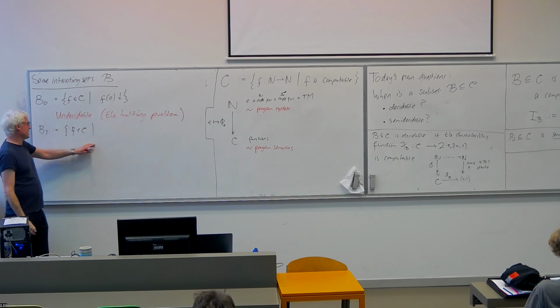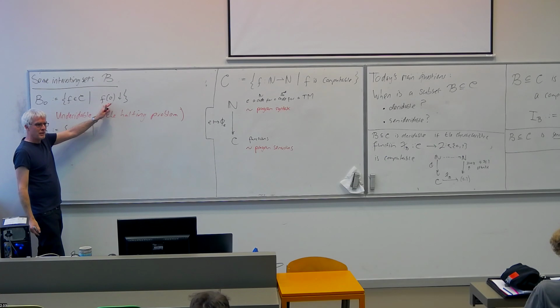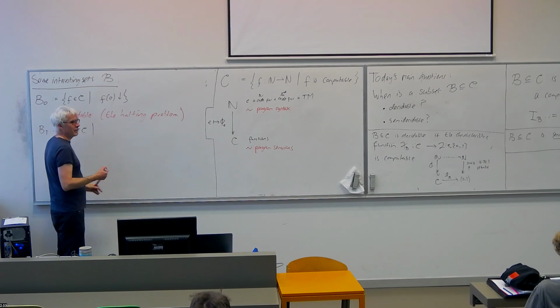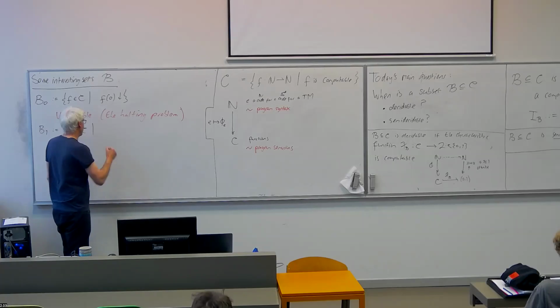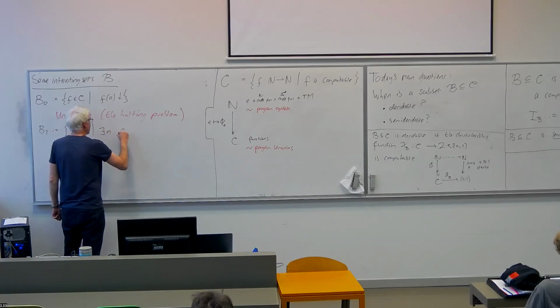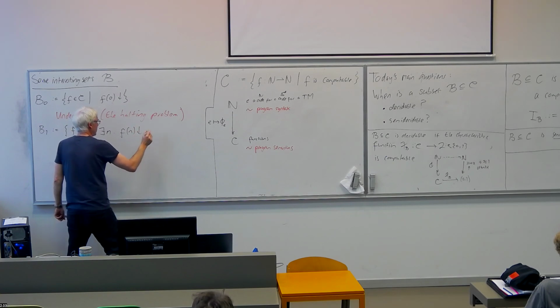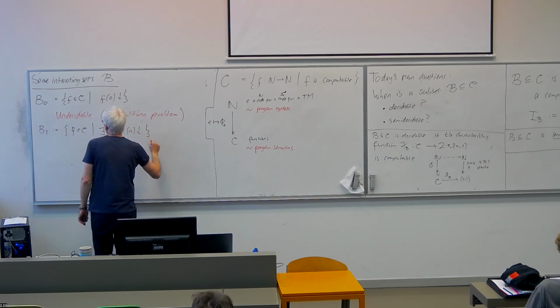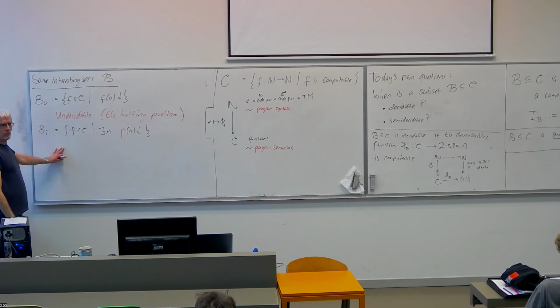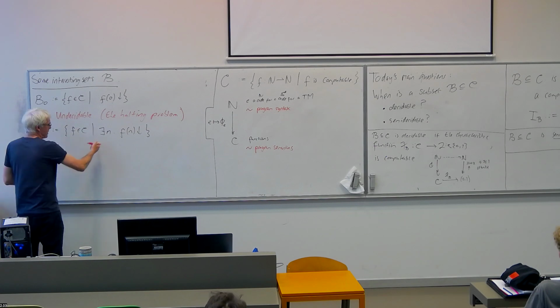The second one, let's weaken this. We're not going to require f of 0 to terminate, but can we test if there is some number n such that f of n terminates? So there exists an n such that f of n is defined. Program terminates. I don't know if you've considered this set, but it won't be a surprise that this is again undecidable, because there's some termination in there.